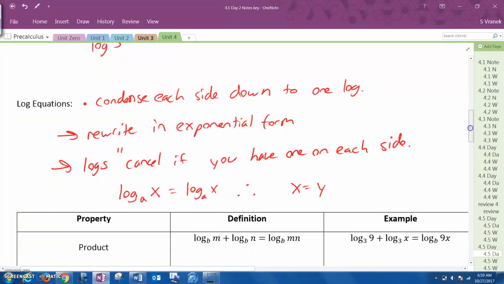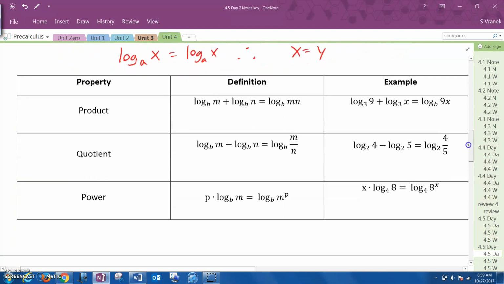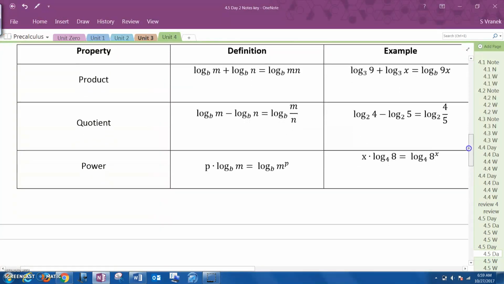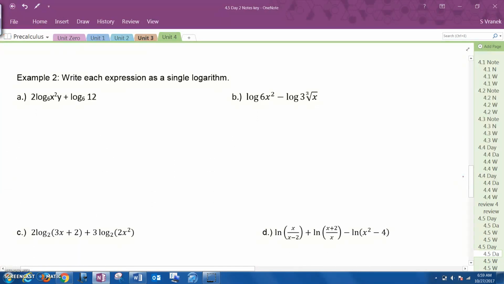So, here are the other properties and examples again of what we did yesterday. You can just quickly refer to those if you need to for the next page, but they are there for you to look at again. Alright, so now on the next page, write each expression as a single logarithm. So we're condensing. Now you have to be careful here, because this 2 is in front of this log here, which means that this whole thing is going to be squared.